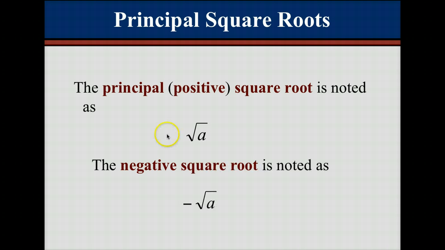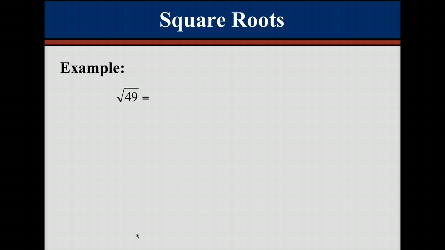The negative square root is notated, and notice the negative is on the outside, not underneath the radical sign. That would give you an imaginary number. So the square root of 49, what number times itself will give you 49? Why, 7, of course. On this one, we take the square root of 25, which is 5, over the square root of 16, which is 4. This one's going to be the opposite of the square root of 4. So it's going to be the opposite of 2.